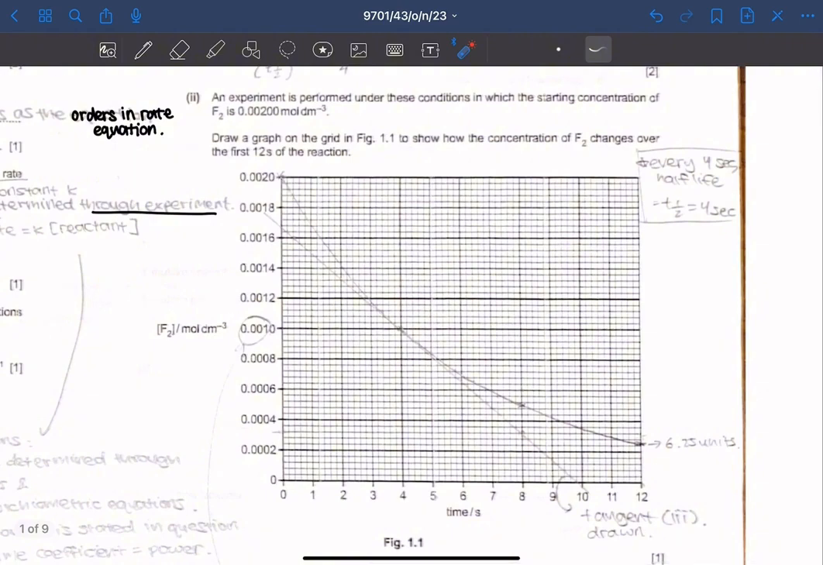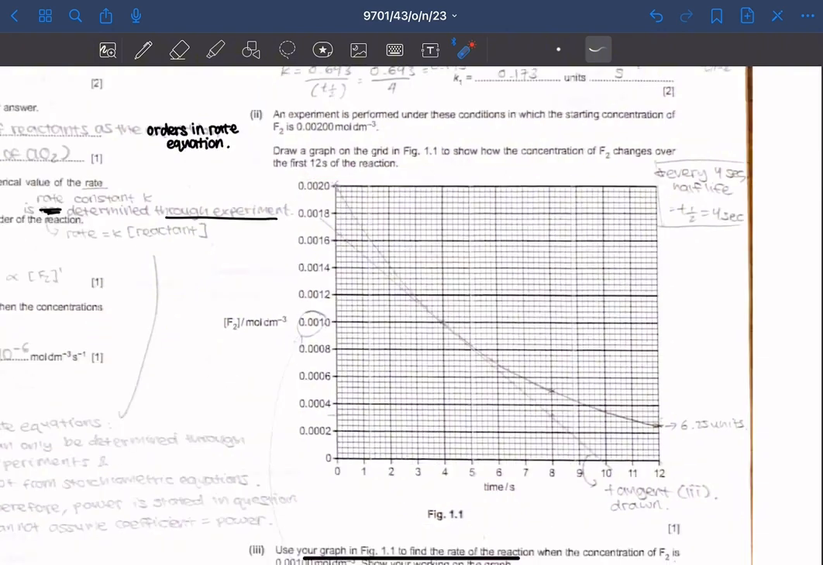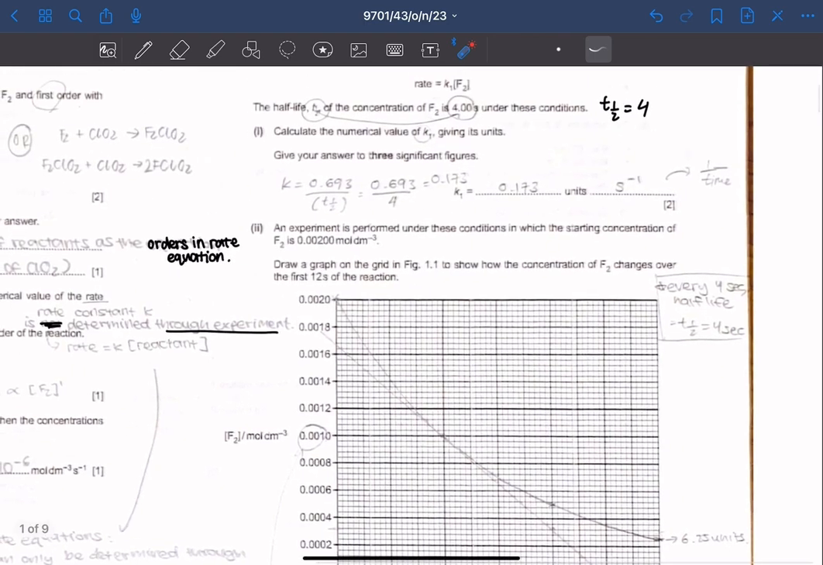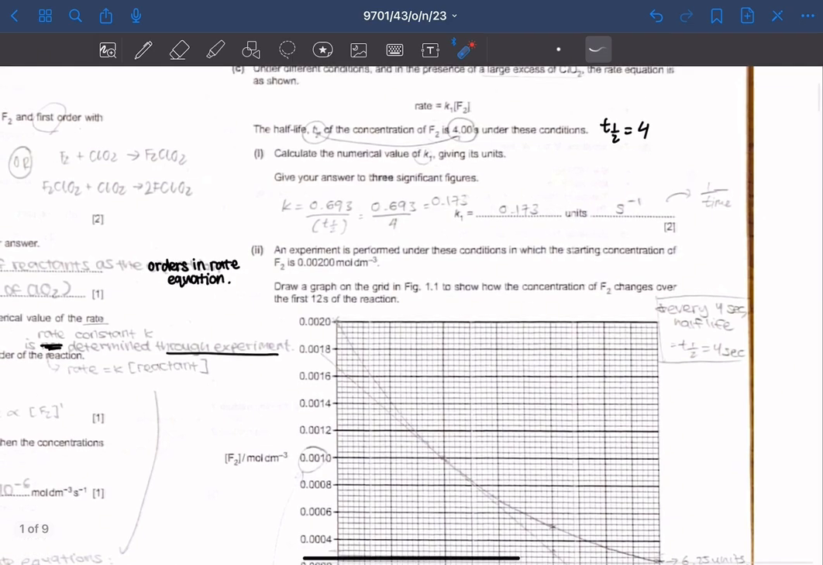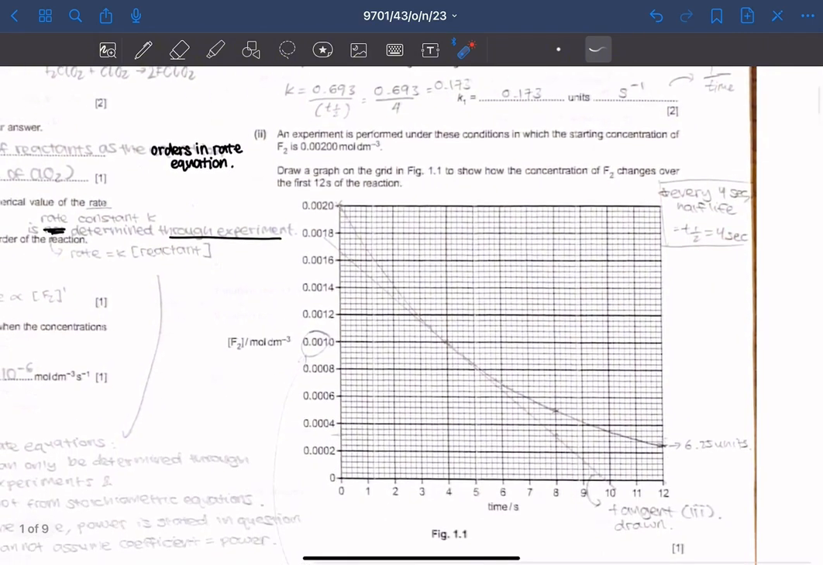II. An experiment is performed under these conditions in which the starting concentration of F2 is 0.002 mole per dm cube. Draw a graph on the grid in figure 1.1 to show how the concentration of F2 changes over the first 12 seconds of the reaction. So in order to draw this graph, you should use the half-life information that was stated in the previous question. So half-life occurs every 4 seconds.